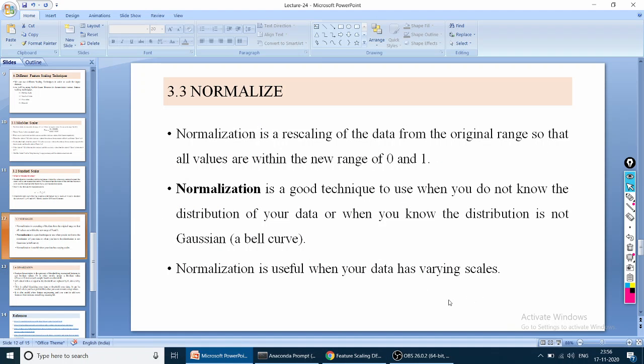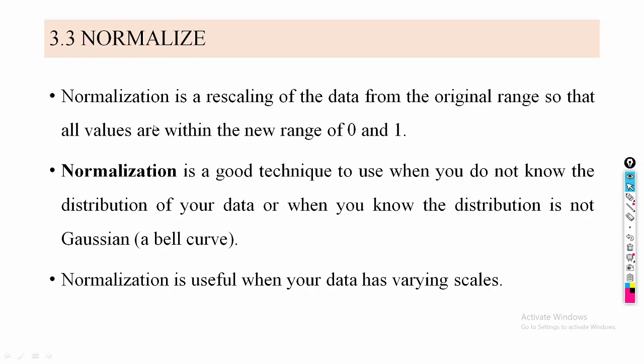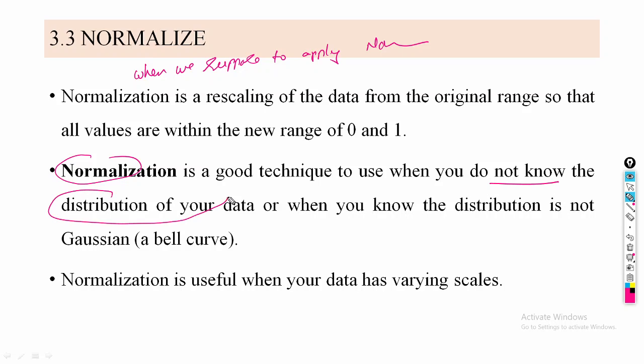Next, normalizer. This is the third one. Normalization is a rescaling of the data from the original range so that all values are within the range from 0 to 1. Normalization is a good technique to use when you do not know the distribution. The main important point is when we are supposed to apply normalization: when you do not know the distribution of your data.